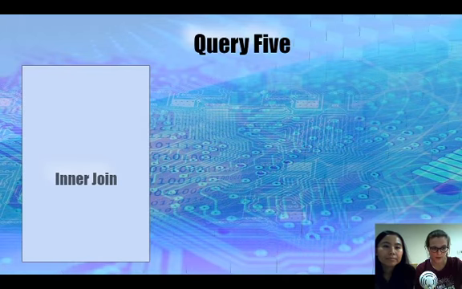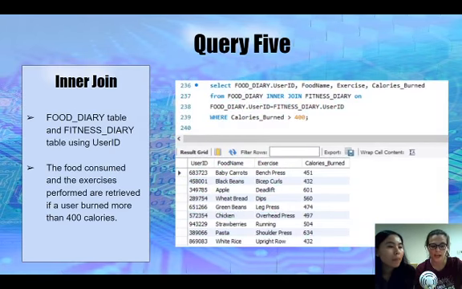In this next query, we have inner joined the food diary table and fitness diary table using user ID. Here we are displaying the data of the user ID and the food consumed by the user under food name, as well as the exercise they did and the amount of calories burned during their workout. Running this code only retrieves the records in which the calories burned were greater than 400 during a workout. This is because our SQL code uses a where statement.